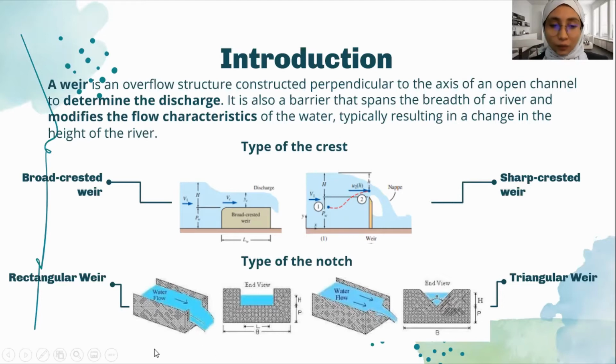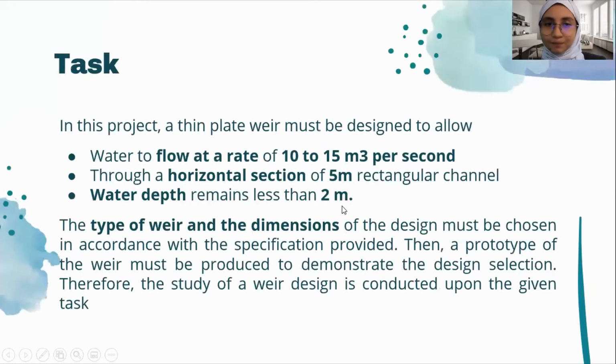For the side of the nose, as you can see, they are made in a shape to guide the water: rectangular for a rectangular weir, and triangular or V-notch for a triangular weir. The difference between all these types of weir is basically their usage. The sharp crested triangular weir is commonly used for research purposes because it can measure the flow of small scale open channels, while the rectangular weir is commonly used for large scale open channels.